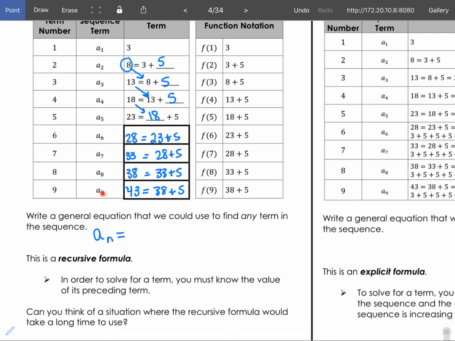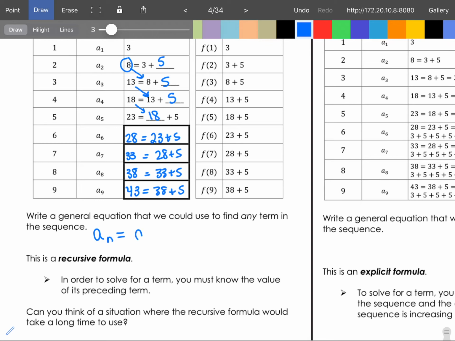We needed to know this. So a sub 9 minus 1 would be a sub 8, which would be this one, and we would add 5 each time. So the way we write that is we say a sub n minus 1, and then we would have plus 5. This is called the recursive formula. In order to solve for a term, you have to know the value of the preceding term. So in order to know the 10th term, we needed to know the 9th term, the one before it, so we could add 5 each time.